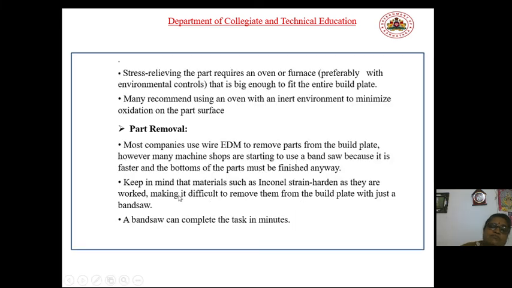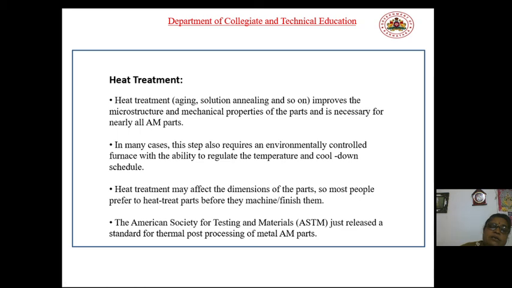Heat treatment. Once the part is finished, it is subjected to heat treatment to enhance certain properties of the material in a product. That is, to enhance the microstructure of the material and the mechanical properties of the parts, and heat treatment is necessary for almost all AM parts. In many cases, this step also requires environmental control, because furnaces with the ability to regulate the temperature and the cooling schedule are a tough task.